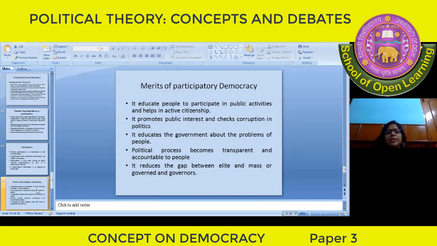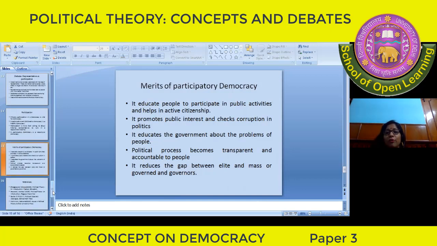A participatory democracy has a basic merit. It reduces the gap between elite and mass, or governed and governor. There will be a via media you can discuss. They will discuss, deliberate and debate, and denote one law. The participatory democracy talks about active citizenship. It always thinks about diversity of opinion. In that way, it educates the government. It helps the government look at a particular issue from a different angle.